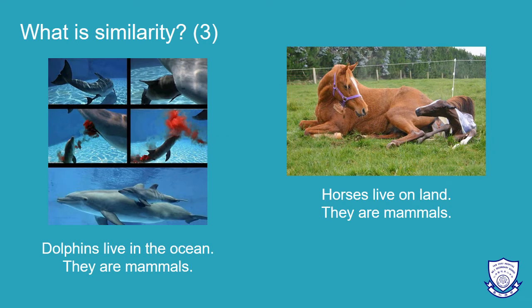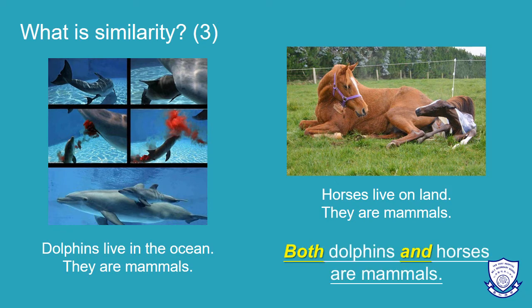Here is another word to show similarity. On your left-hand side, you see dolphins, and dolphins live in the ocean. At the same time, they are mammals. And on your right-hand side, you see horses. Horses live on land and they are mammals. So you can write: both dolphins and horses are mammals.